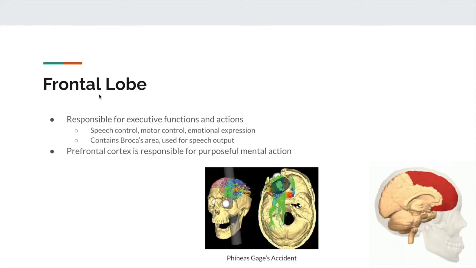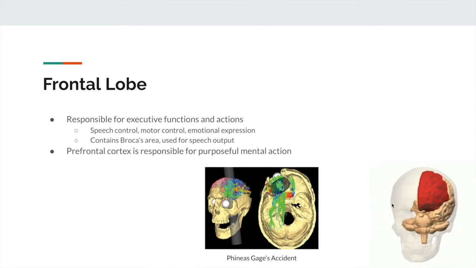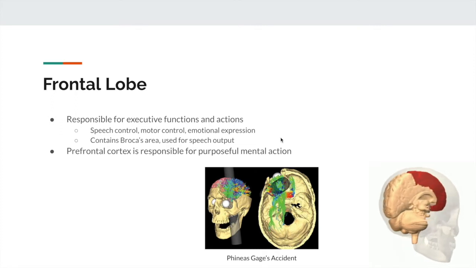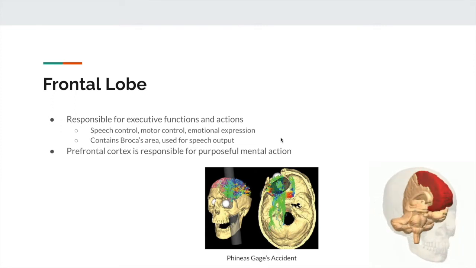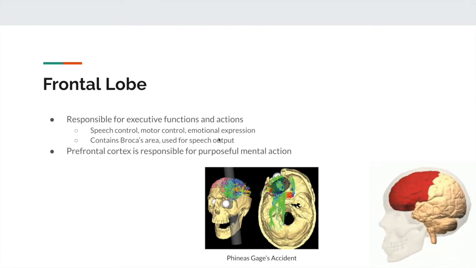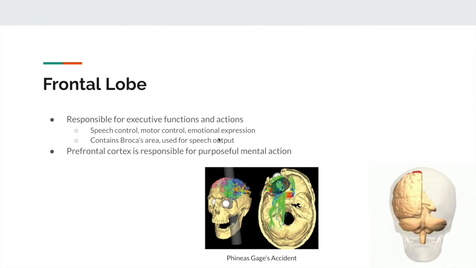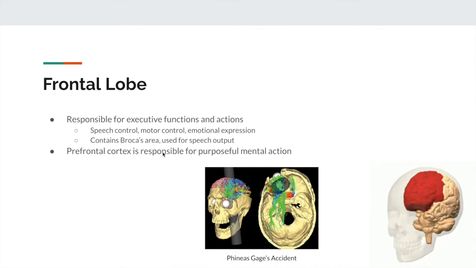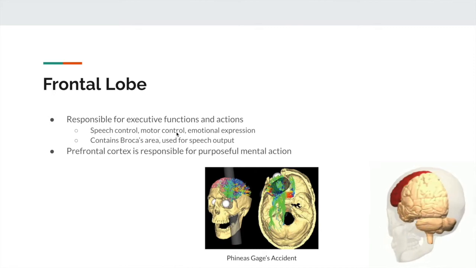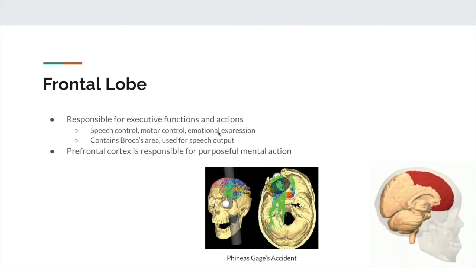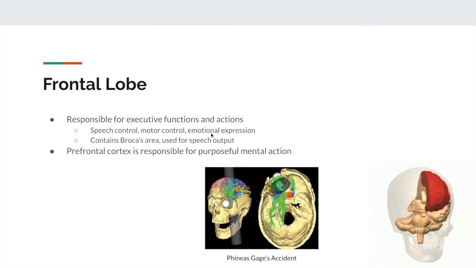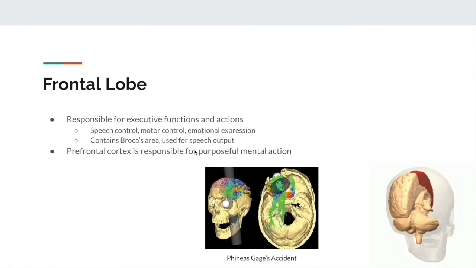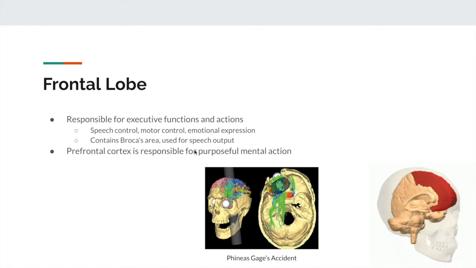So we're first going to be talking about the frontal lobe. As the name suggests, it's in the front of the brain right here. And it is basically the control center of the brain. It's responsible for executive function and taking actions, any sort of action that you can think about. Speech control, motor control, emotional expression, all of these things are done by the frontal lobe. It is basically the decision-making body of your brain.